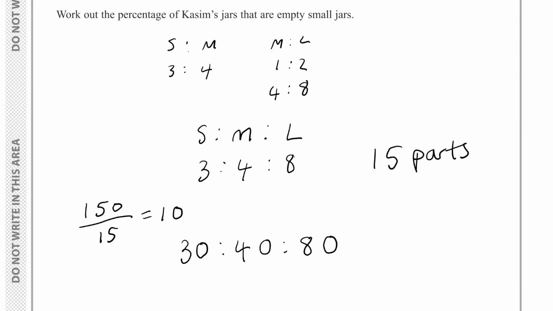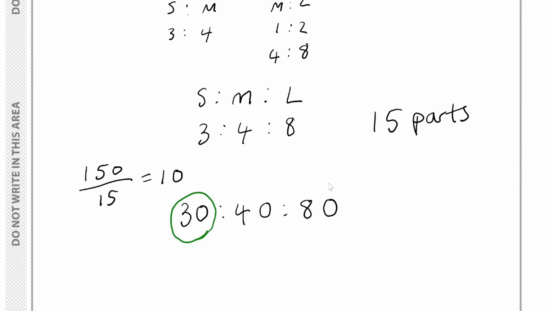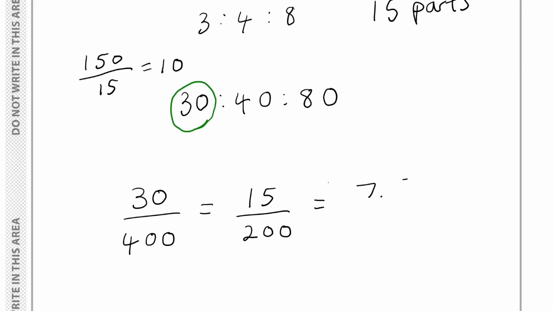So the question is saying work out the percentage of Kasim's jars that are empty small jars. So it's 30 out of 400. So 30 out of 400. We want to write it as a percentage. So percent is out of 100. Half the top, half the bottom. Half the top, half the bottom again.